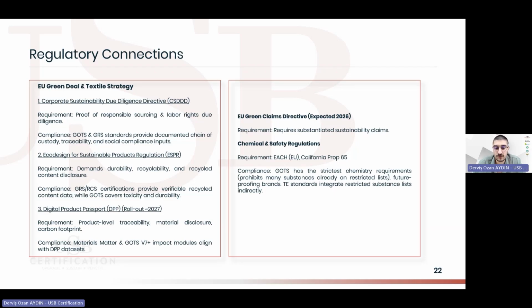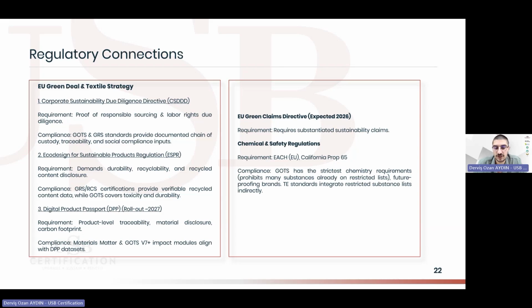About the digital product passport, which is called DPP, it will be rolling out in 2027. The requirements for the digital product passport are product-level traceability, which means that all over the supply chain the product will be traceable, and material disclosure and carbon footprint requirements should be traceable all over the supply chain. And with GOTS and Textile Exchange, these requirements will be complied with.